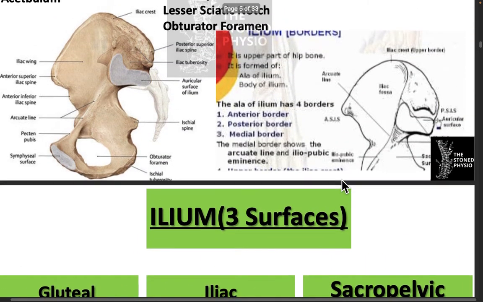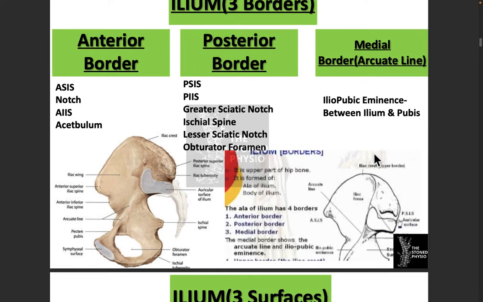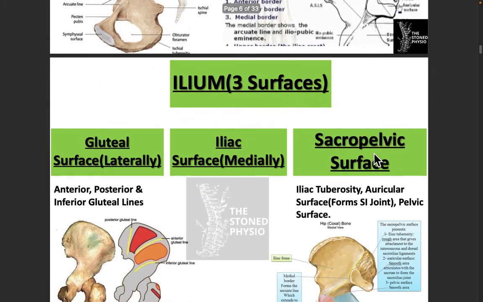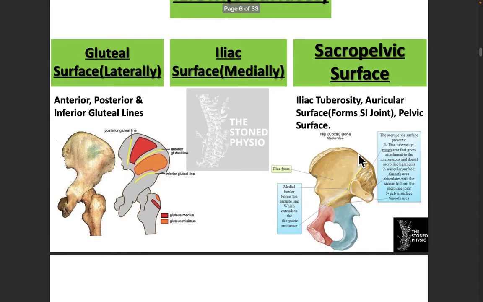Okay, till now I think we are clear. Now there is a significance of this arcuate line. What will the arcuate line be doing? Of course, if we have a look at the surfaces of the ilium, first of all, on the lateral side, simply we can see we have got this surface that is called the lateral surface, or you can say the gluteal surface, because we have got the gluteus minimus and the gluteus medius attached on the lateral surface.